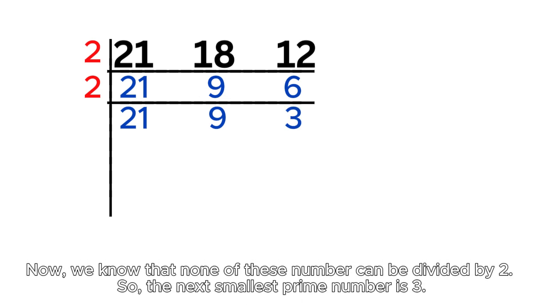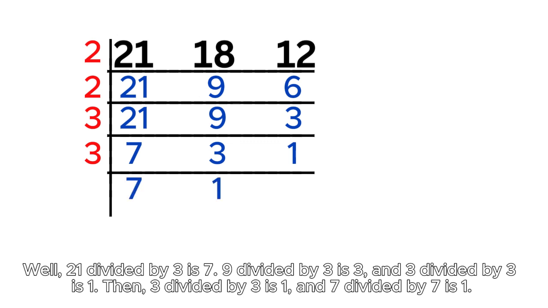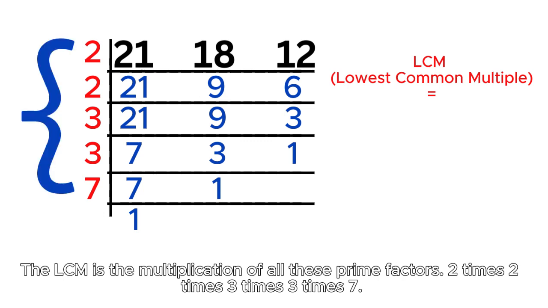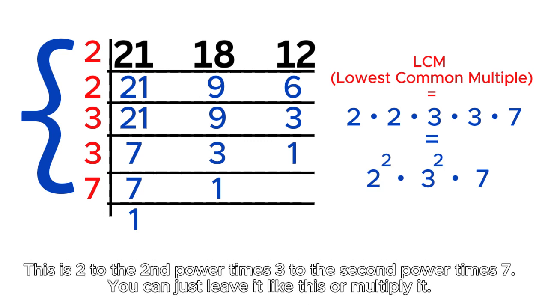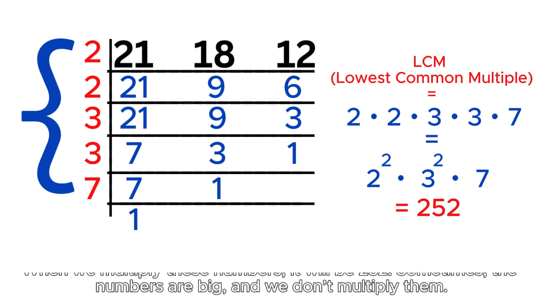Now, we know that none of these numbers can be divided by 2, so the next smallest prime number is 3. Well, 21 divided by 3 is 7, 9 divided by 3 is 3, and 3 divided by 3 is 1. Then 3 divided by 3 is 1, and 7 divided by 7 is 1. The LCM is the multiplication of all these prime factors. 2 times 2 times 3 times 3 times 7. This is 2 to the second power times 3 to the second power times 7. You can just leave it like this or multiply it. When we multiply these numbers, it will be 252. Sometimes the numbers are big and we don't multiply them.